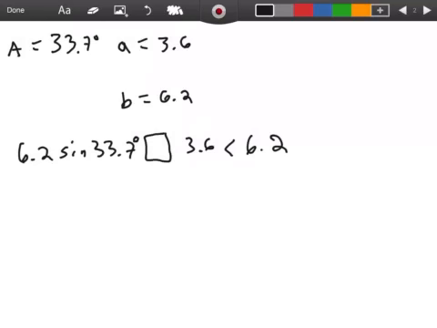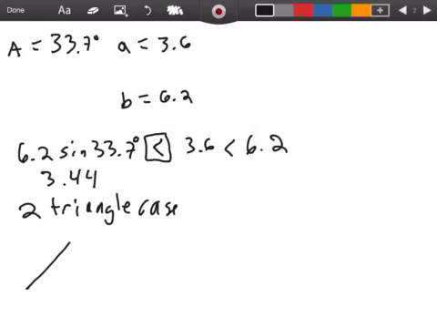So let's take the sine of 33.7 and multiply it by 6.2. We get that that is 3.44, which is definitely less than. So this is a two-triangle case. So we have two triangles here. Here's triangle 1 and triangle 2.